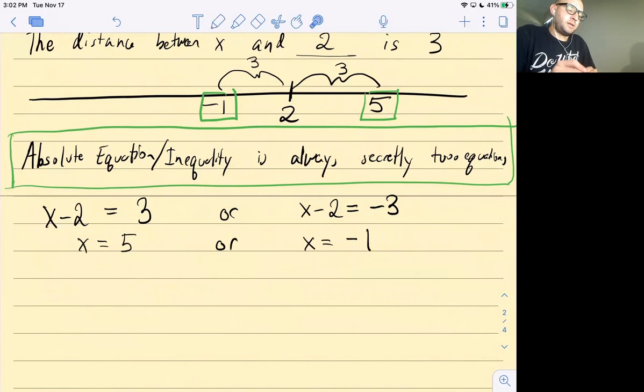Can anyone tell me, first, give a yes, please, if you are comfortable with why the x minus 2 could be either 3 or -3? Right, those are the only things that satisfy absolute value of something equals 3. Those are the only possibilities. Okay, can anyone explain, should I write the word or here or the word and? Or is there no difference?